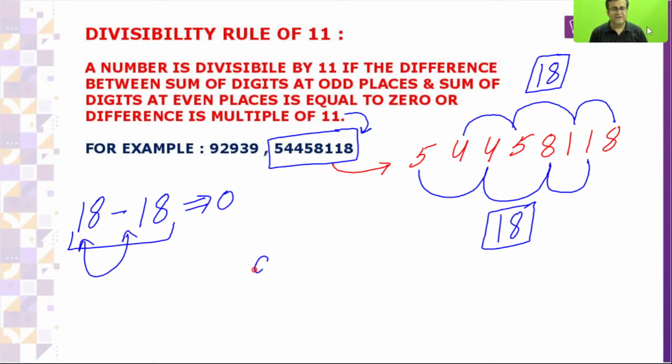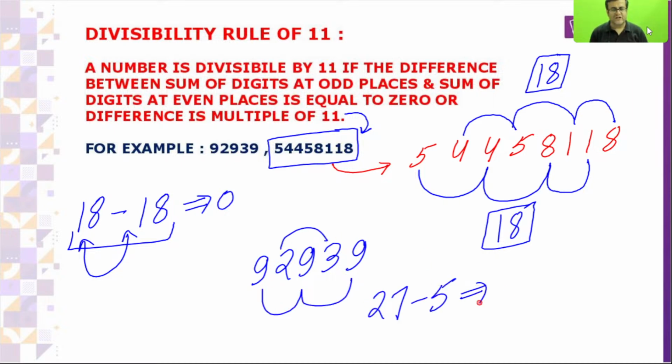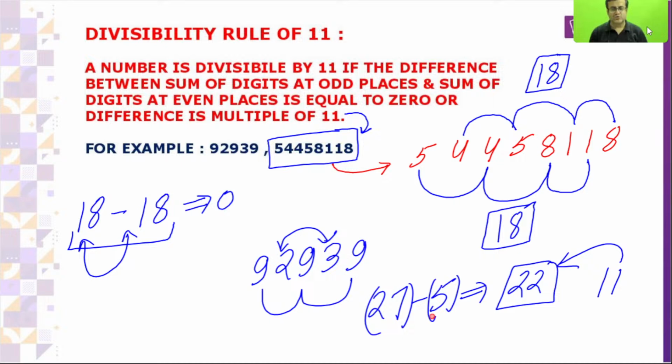Now come to 9, 3, 9, 2, 9, 3, 9. Now 9, 9, 9, the sum is 27. 3 plus 2, the sum is 5. The difference is 22. This is a multiple of 11. Take alternate digits. 2 plus 3, the sum is 5. 9, 9, 9, the sum is 27. The gap is 22. So this gap is exactly divisible by 11. So the number is exactly divisible by 11. I expect this is clear now. Okay? Both examples I have given you.